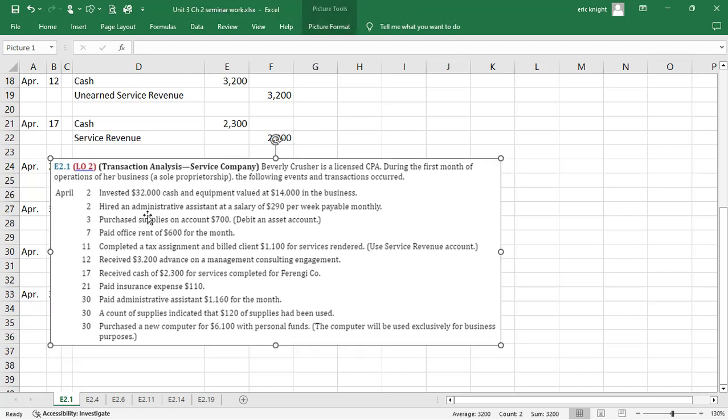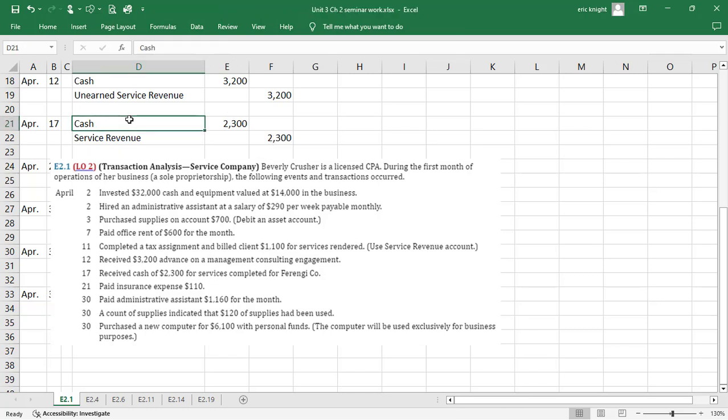When we get to the 17th, we receive money and we completed the work. So now instead of doing unearned revenue, we're going to do revenue. So this is not a liability. This is actually going to be on the income statement. So the service revenue is going to be a credit. The cash is going to be a debit because we still have an increase in the cash.